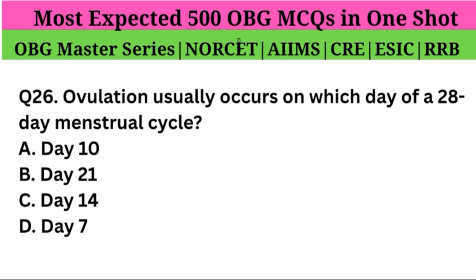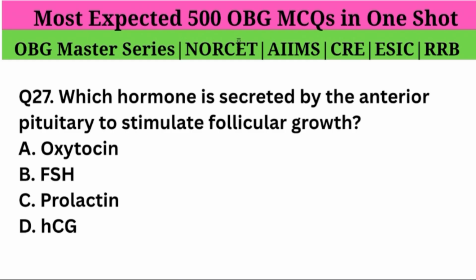Question number 26. Ovulation usually occurs on which day of a 28-day menstrual cycle? Your correct option is option C, day 14. Next question, question number 27. Which hormone is secreted by the anterior pituitary to stimulate follicular growth? Your correct option is option B, FSH.